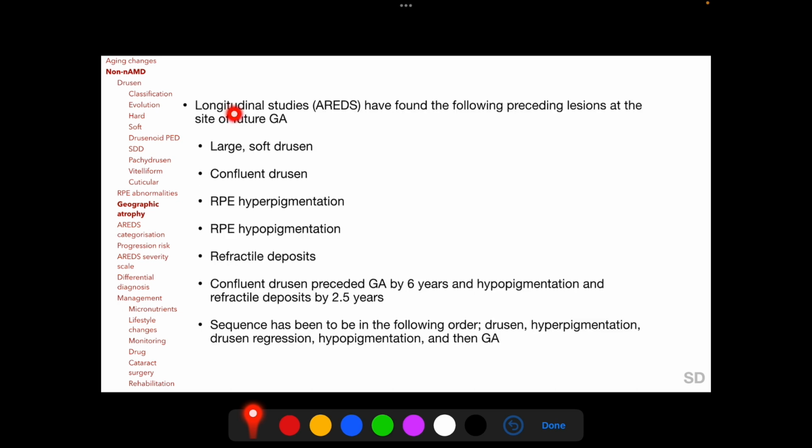And longitudinal studies by the AREDS group have found the following preceding lesions at the site of future geographic atrophy: soft drusen, confluent drusen, RPE hyperpigmentation, RPE hypopigmentation, and refractile deposits. And the sequence of changes at the site of a future geographic atrophy has been determined to occur in the following order: drusen followed by hyperpigmentation, then drusen regression, and finally hypopigmentation before geographic atrophy develops.